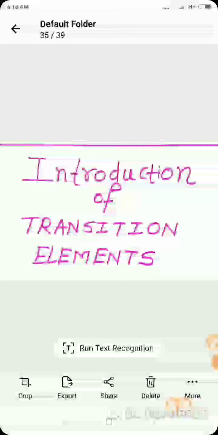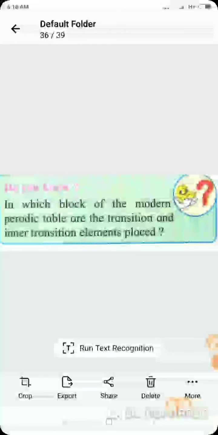Now, introduction of transition elements. Today we are going to discuss the introduction of transition elements. Now this is a question from the textbook: do you know in which block of the modern periodic table the transition and inner transition elements are placed? Today we discuss the transition elements. In which block of the modern periodic table are they placed? The answer is D block. In the D block of the modern periodic table, the transition elements are placed, and the inner transition elements are placed in the F block, which is placed at the bottom of the periodic table.